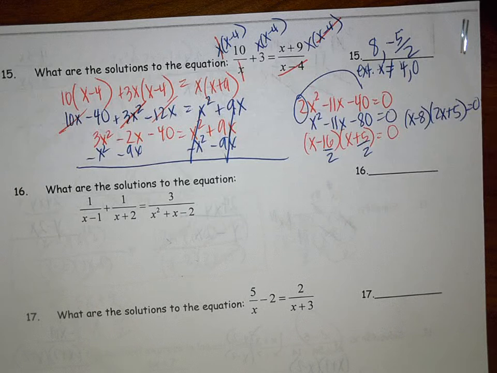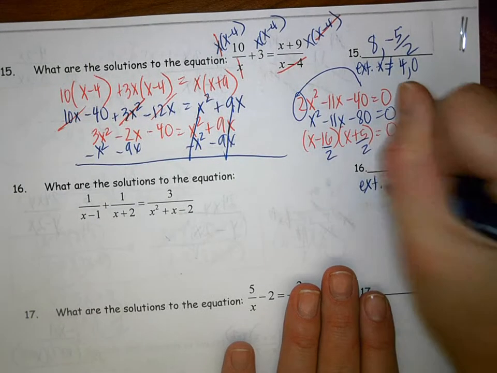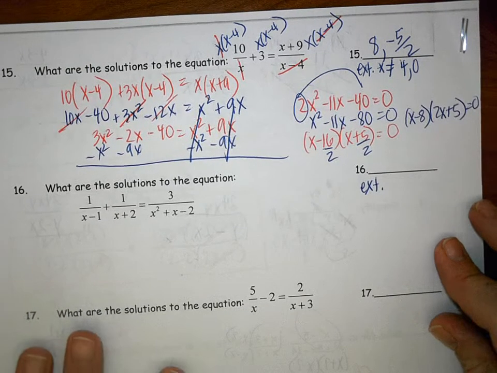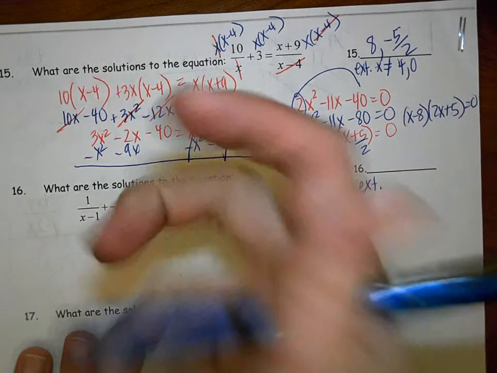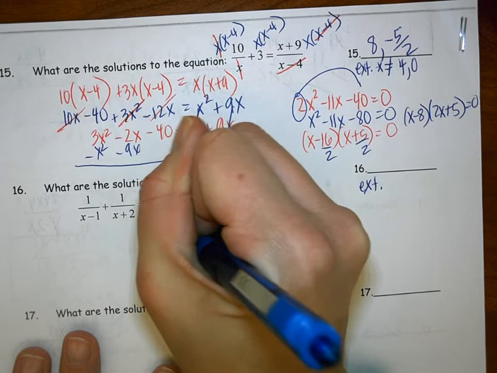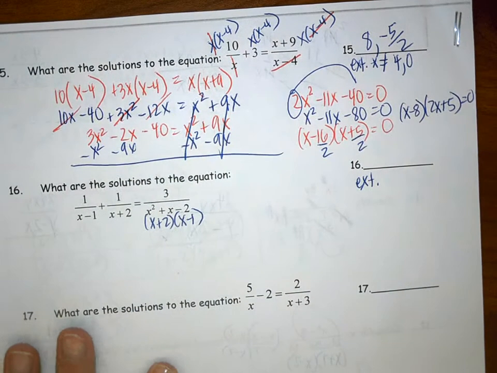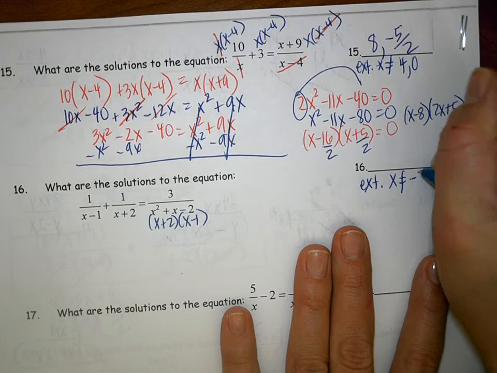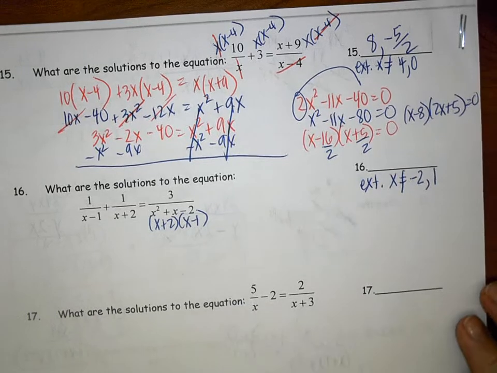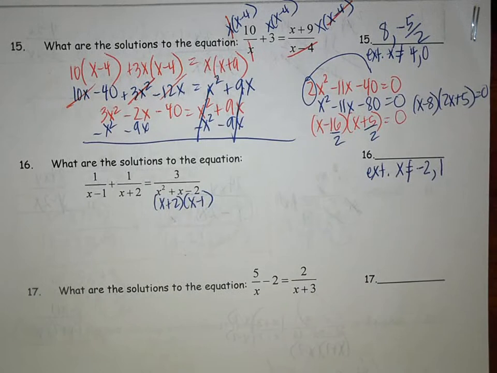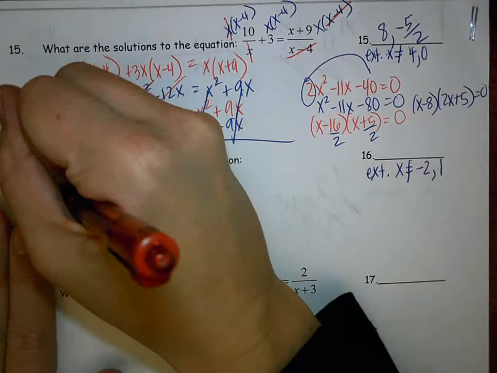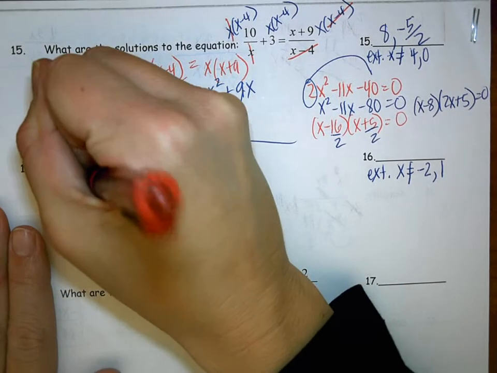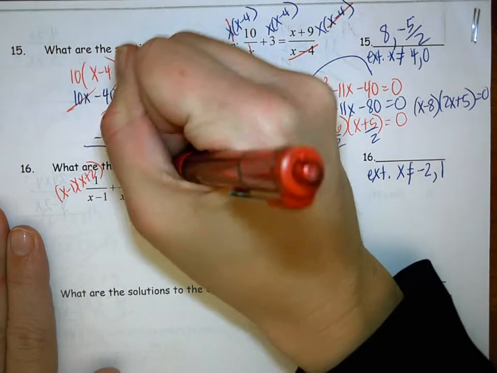Okay, 16. What can x not equal? What are my extraneous solutions on 16? Before we figure that out, I should probably factor this, right? This factors to be x plus 2 and x minus 1. So, what are my extraneous solutions? What can't x equal? Good. Negative 2 and positive 1. Since there's an equal sign, we can get rid of all the fractions. What will I multiply every fraction by? x minus 1, x plus 2, whatever your common denominator would be. x minus 1, x plus 2.